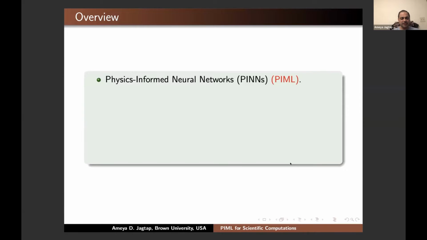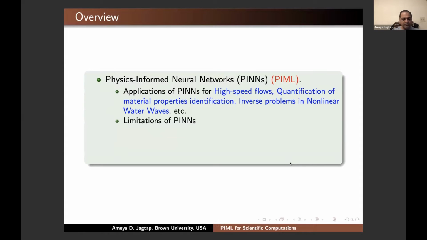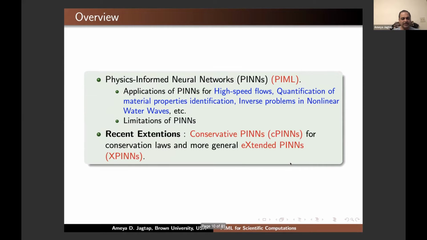With this, the overview of today's talk is that I'll be discussing a method called physics-informed neural networks, or in short PINNs. It's a particular case of physics-informed machine learning methods. We'll see various applications of PINNs, specifically for inverse problems, for high-speed flows, the quantification of material properties, as well as inverse problems in nonlinear water waves, etc. We'll also discuss some of the limitations of PINNs and how to overcome them with recent extensions. The first extension is conservative PINNs, or in short CPINNs, specifically tailored for conservation laws. Next we will discuss more general extended PINN methods, or XPINNs, which can be applicable for any equations and not necessarily conservation laws.